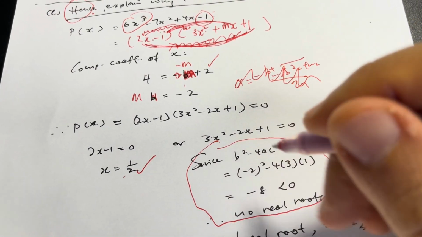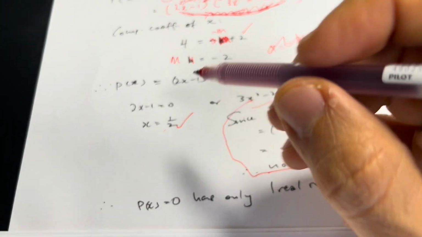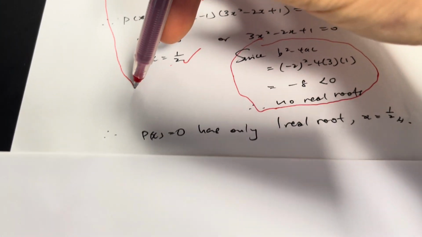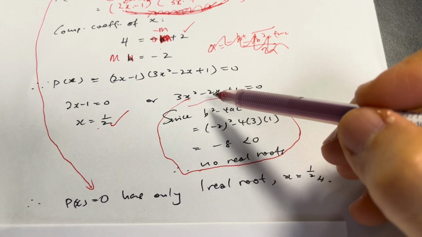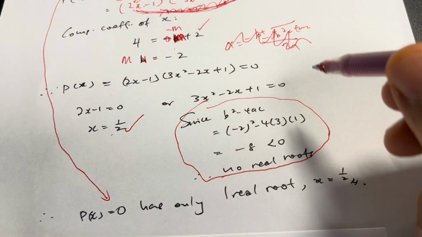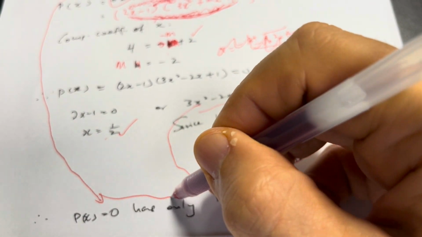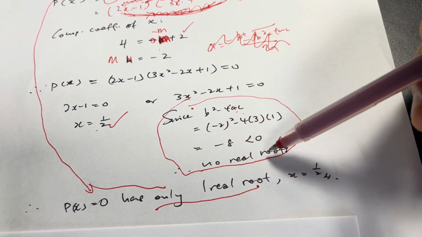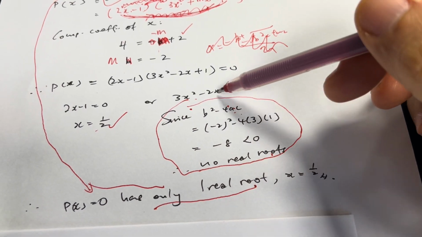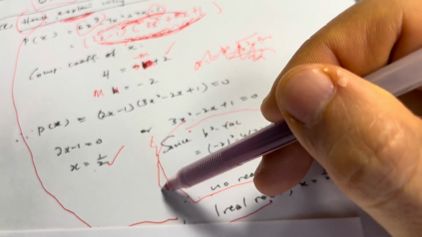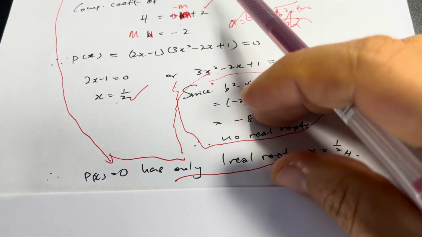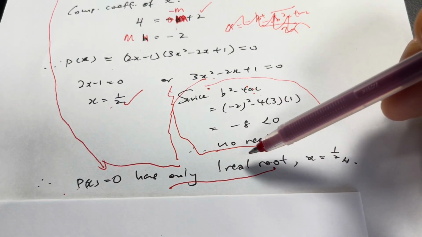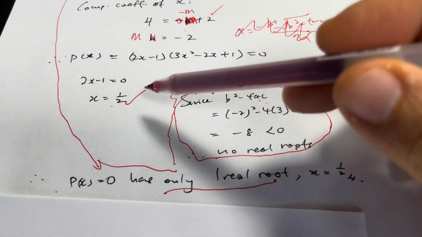Okay, but you don't stop here. You must make a final statement because they say explain. So you must explain that, since this one has no real roots, and this equation has one root, this px equals 0 has only one real root, and the real root is x equals to half.